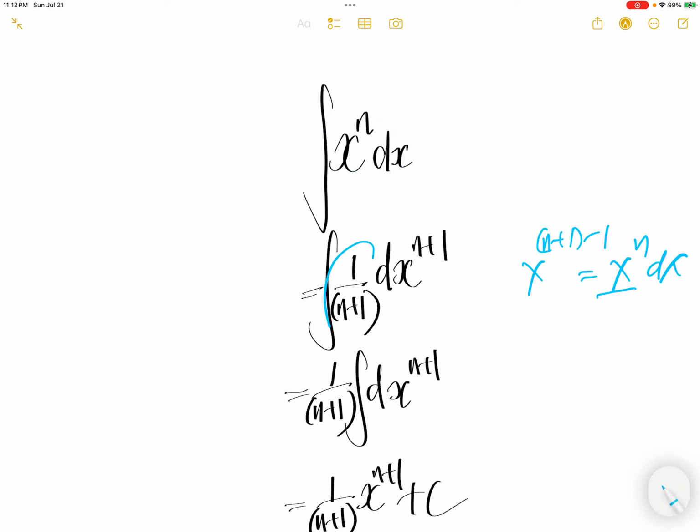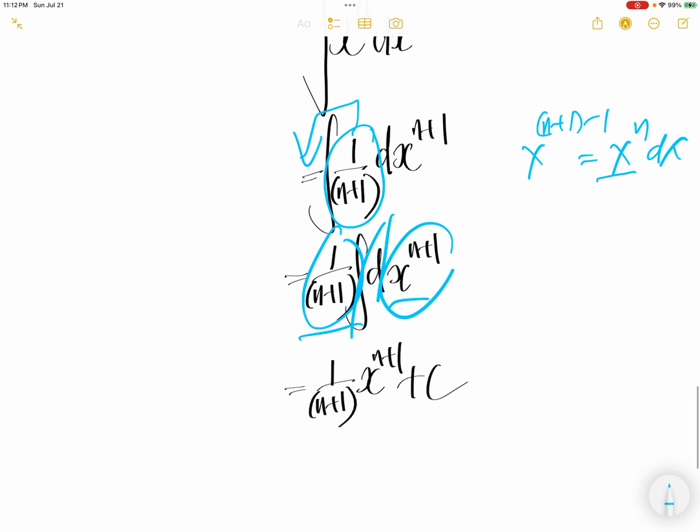Now, the constant out of the integral. Now you have integral d x to the power n plus 1. Integral d cancel, you're left with this piece, which is over here, divided by n plus 1 plus d.